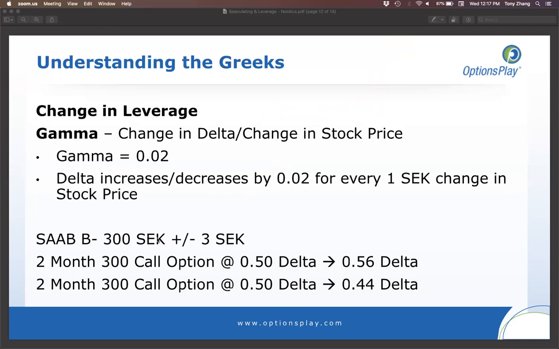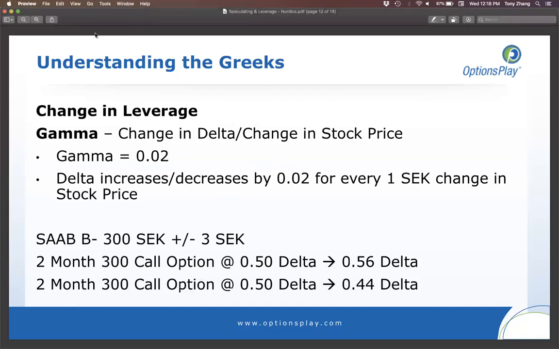So we talked about it. If the stock goes from 300 crowns to 297, you lose maybe 1.5 crowns. But if it moves from 297 to 294, another 3 crowns, then instead of losing 1.5 crowns, you might only lose 1.3 crowns, because gamma changes the leverage ratio. And when it goes in your favor, it increases your leverage. And when it goes against you, it decreases your leverage.